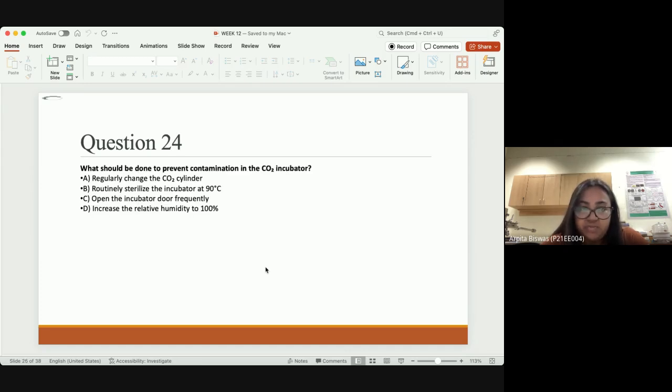What should be done to prevent the contamination in the CO2 incubator? First is to regularly change the CO2 cylinder. Second, routinely sterilize the incubator at 90 degrees centigrade. Option C, open the incubator door frequently. And option D is to increase the relative humidity to 100%. So go through the question carefully and try to find out the right answer.